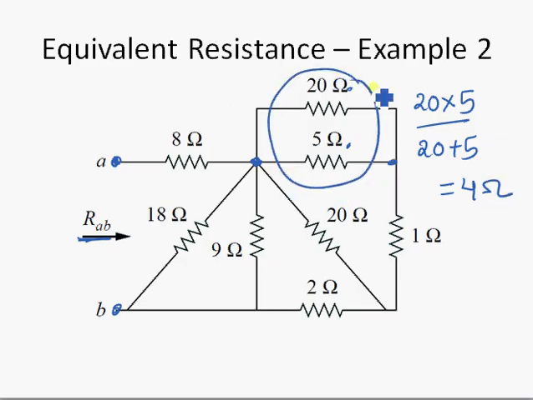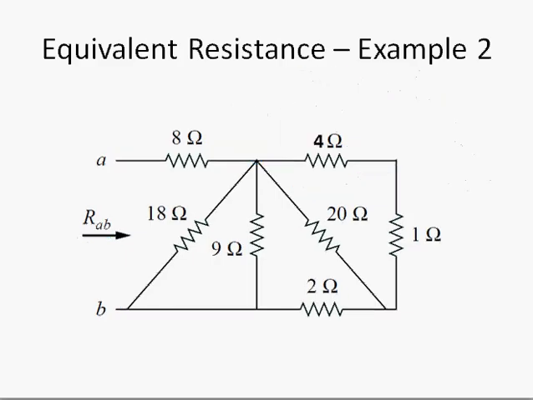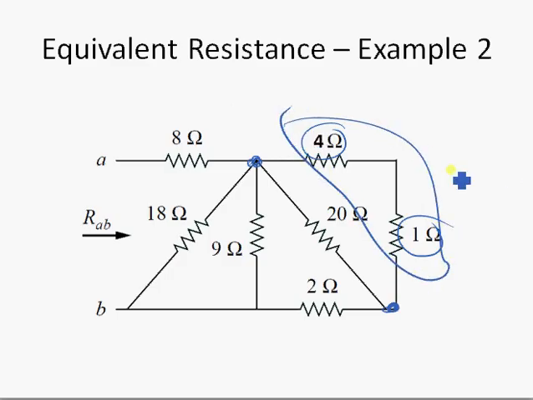So let's do that. So that's what we did. Okay. Now this 4 ohm resistor and this 1 ohm resistance are in series with each other, between this node and this node. So these can be combined into 4 plus 1, which is a 5 ohm resistance. That's what we have here.